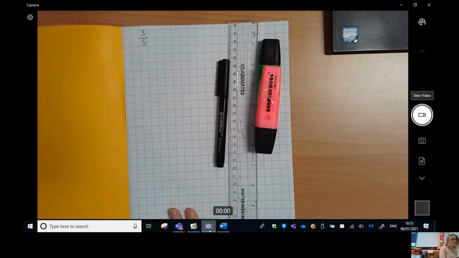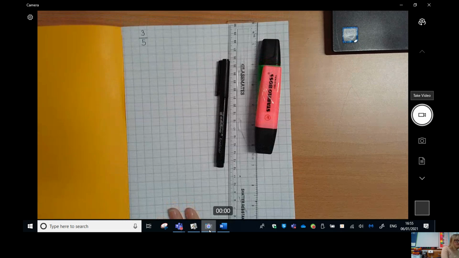So I'm going to start with a really easy representation. I'm just going to do 5 shapes because I know that I need to have 5 parts. I'm going to do 1, 2, 3, 4, 5. So I've got 5 parts in total. Now, remember, I need to only show 3 of these, so I'm going to use my shading to help me. And shading 1, 2, 3.